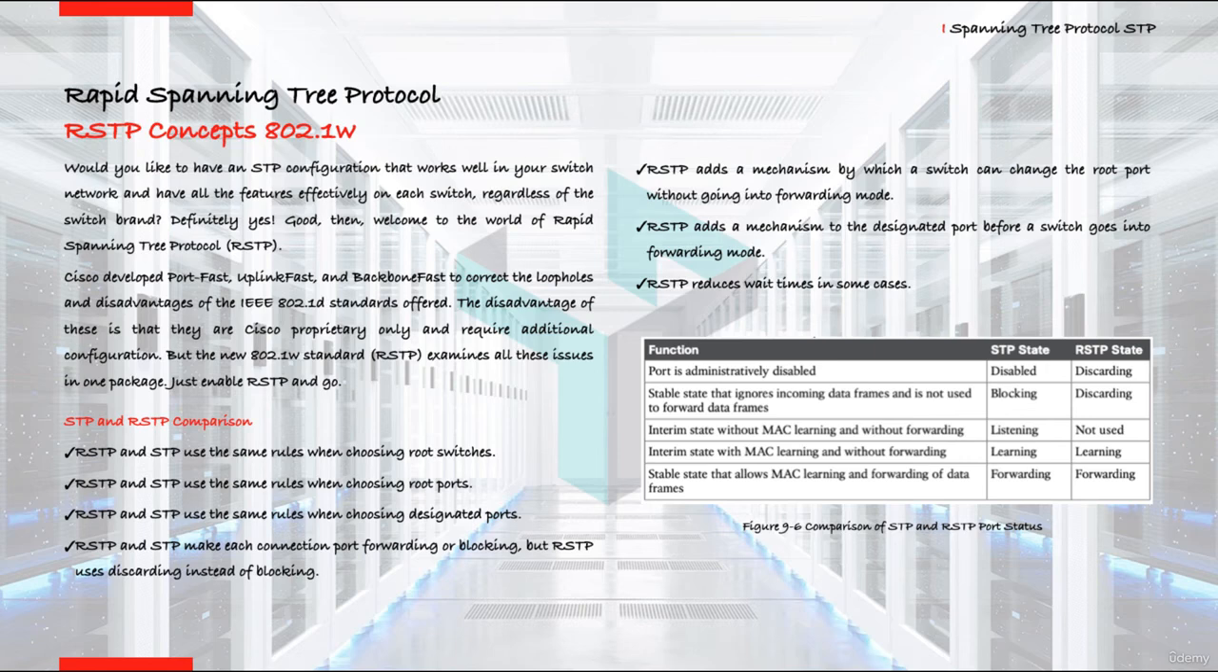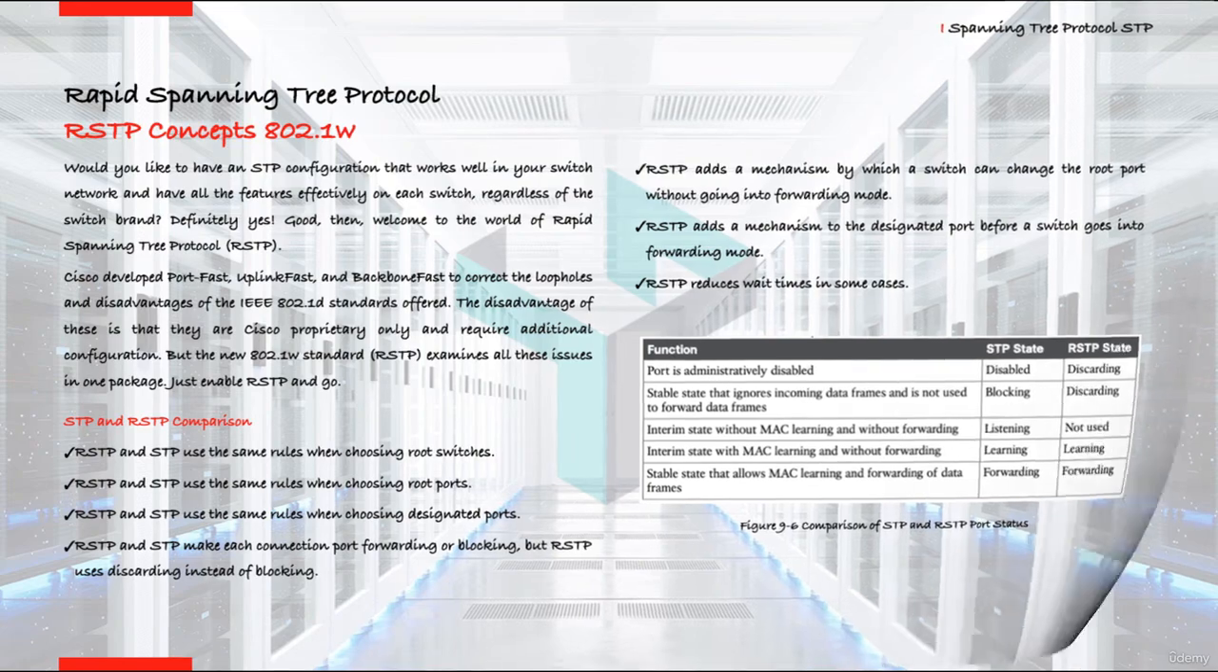Let's take a look at the comparisons of RSTP and STP. RSTP and STP use the same rules when selecting the root port, root switch, and designated port, but RSTP uses discarding instead of blocking. The table on the right also shows the status comparisons of RSTP and STP ports. RSTP adds a mechanism by which a switch can change the root port before switching to forwarding mode, in the same way that it adds a mechanism to determine the designated port before switching to forwarding mode. RSTP shortens waiting times in some cases. It works faster than STP.